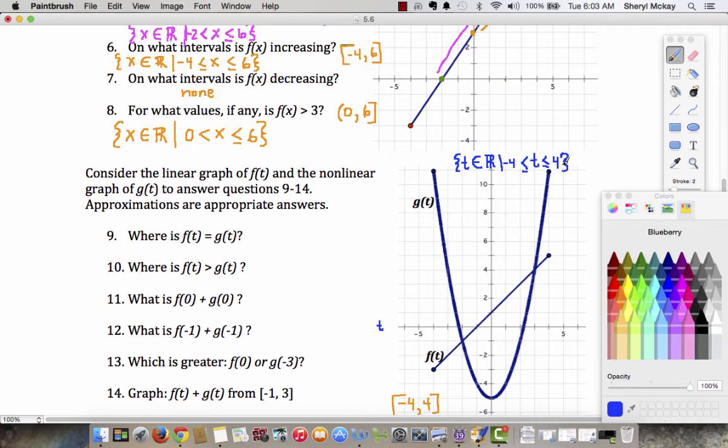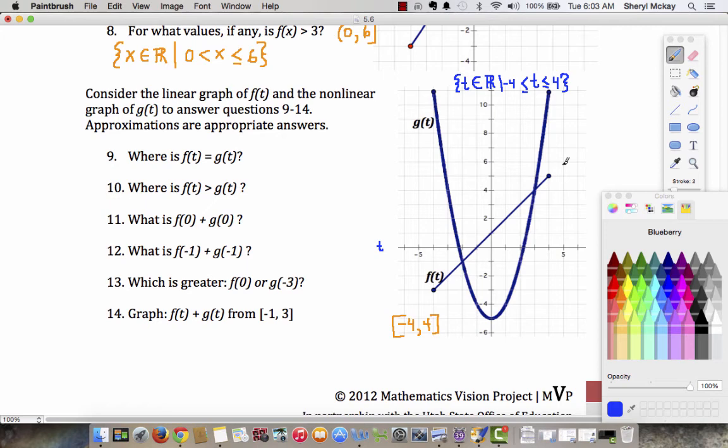Okay? Now, let's see what it's asking us. It says, where is f of t equal to g of t? That means, where do they share the same points? There's two places. Can you find them? Why don't you circle them on the graph? Circle them where they share points. It's where they intersect, isn't it? So here and here.